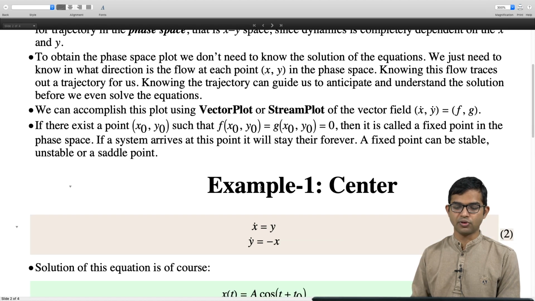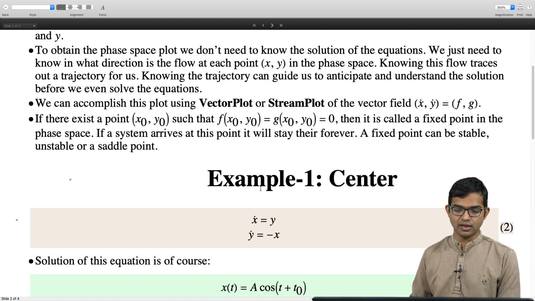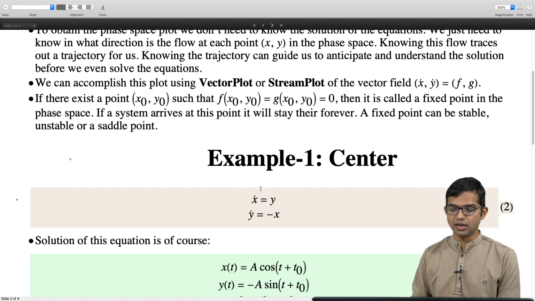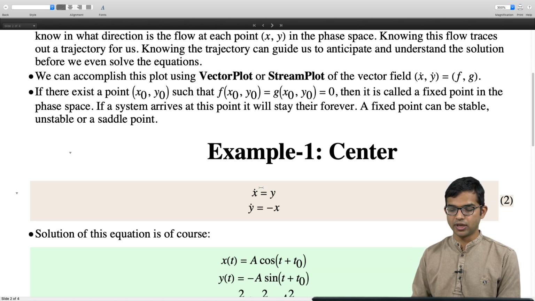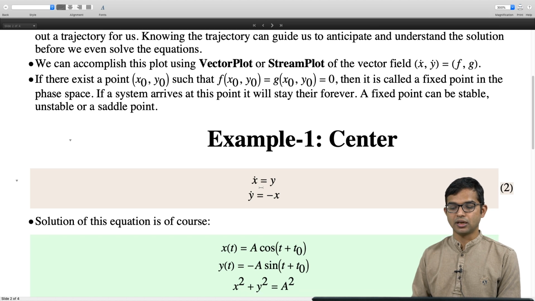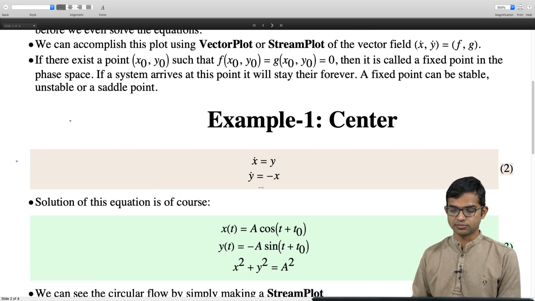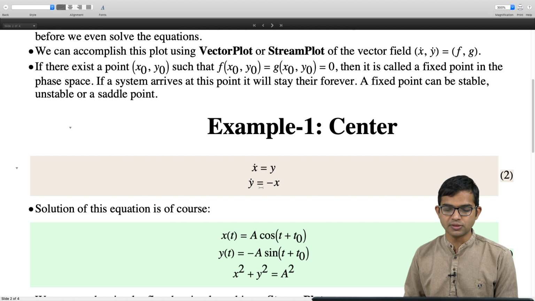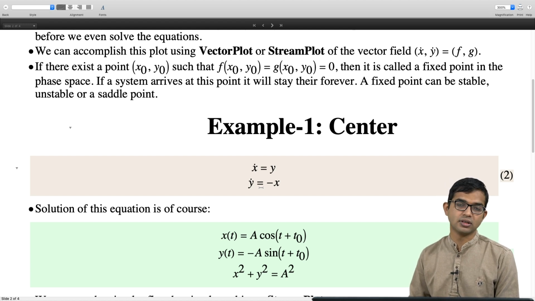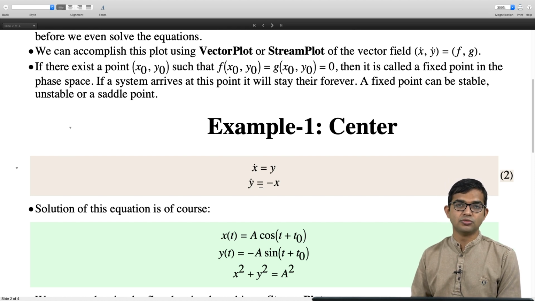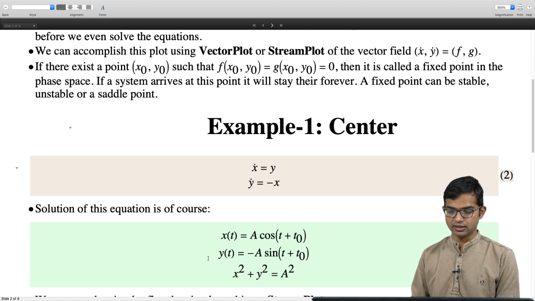First of all, I'll write down the solution, which is just x of t equal to a times cosine of t plus t naught, and y of t equal to minus a times sine of t plus t naught. The solution is this because it's really the harmonic oscillator. You can think of x as the position and y as the one-dimensional speed. It's the 1D harmonic oscillator, a very simple problem. If you want to see this, you can write it as x double dot equal to minus x.